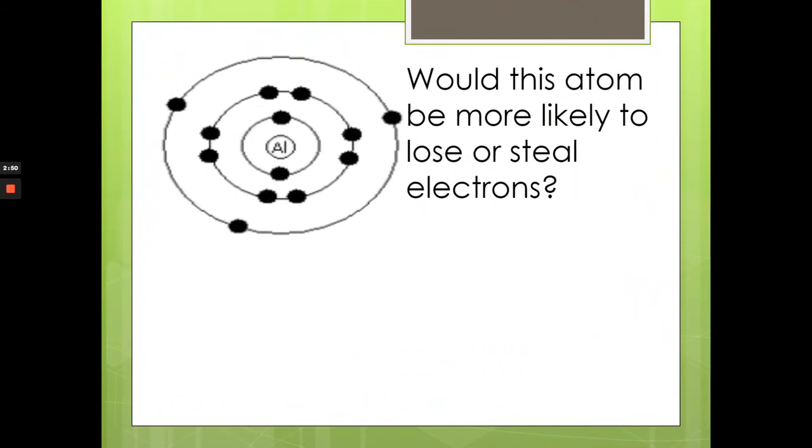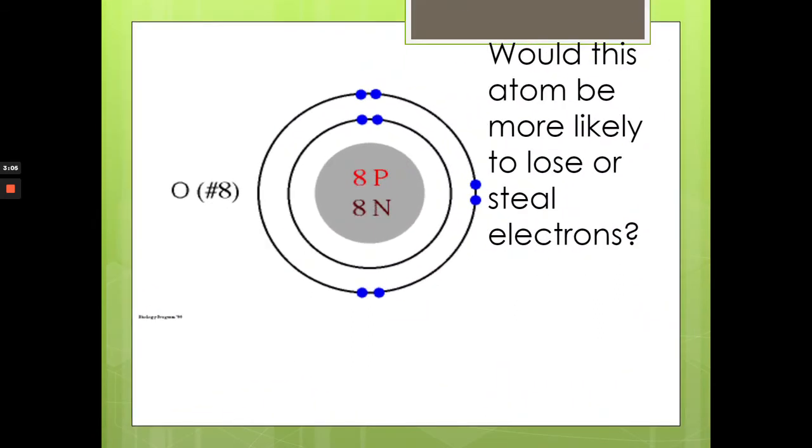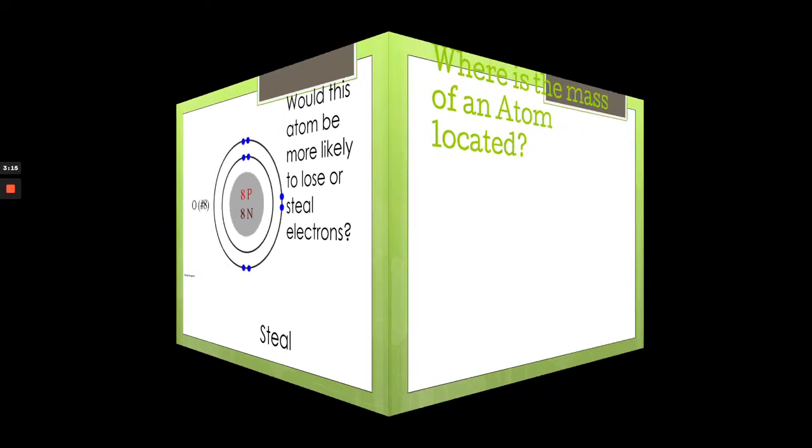Would this atom be more likely to lose or steal electrons? You are on this, you have 3. Okay, you're always trying to get to 8, so you'd be willing to lose electrons. Would this atom be likely to lose or steal electrons? It has 6, so it would be willing to steal some electrons over, because that is closer to 8.